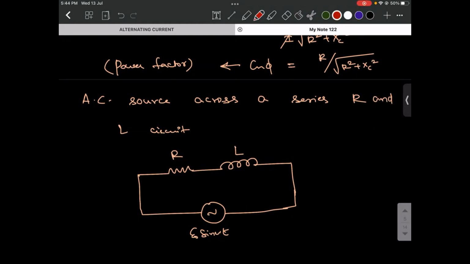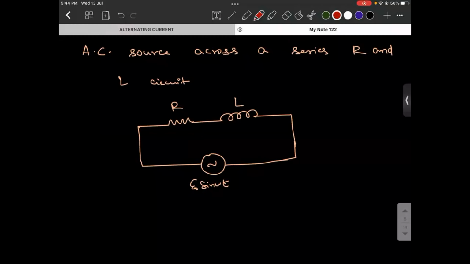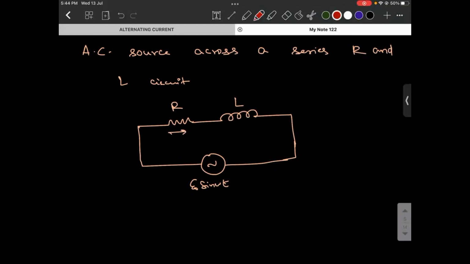How many of you got the answer? What is the value of impedance? Root of? Let's check your notes. Yours is also right. R square plus XL square. The thing is, this is I and this is VR. If this is I, then this will be VL.